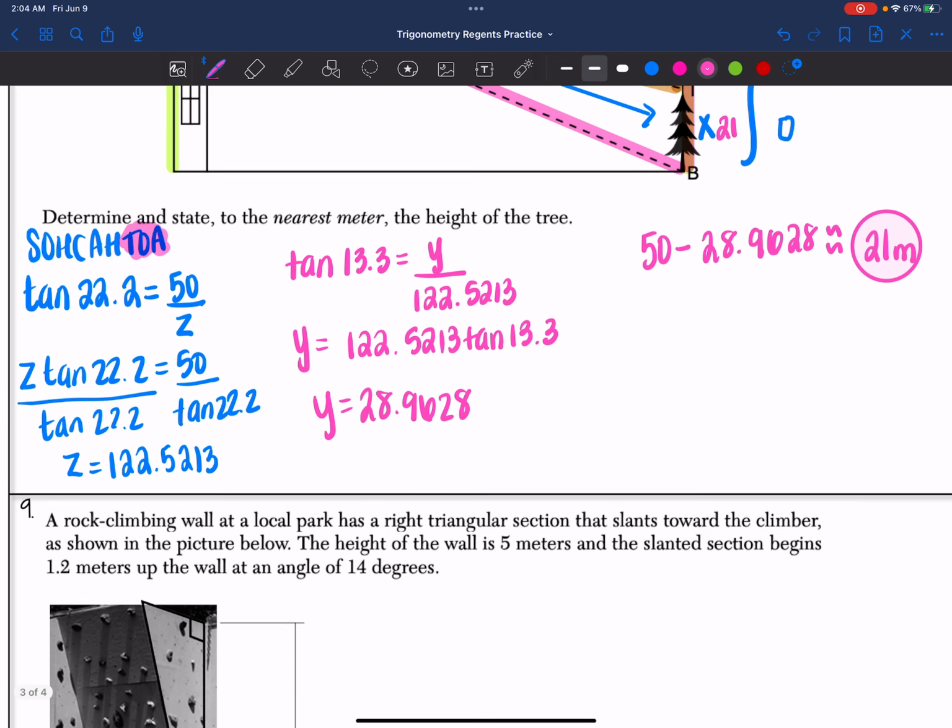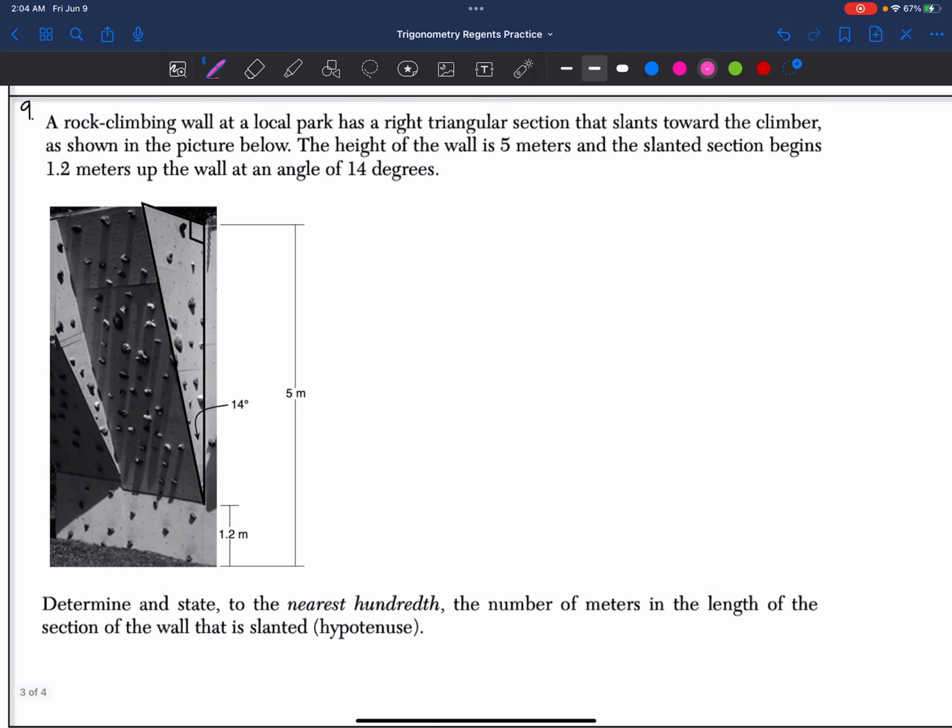So this is great for number 8. Okay, we're going to pause here, and it is now 2:04. I am very tired. But after I do this, I'm going to grade your Regents review number 1 through 6. They're closed now, so I'm going to open all of them and allow you to revise your answers.